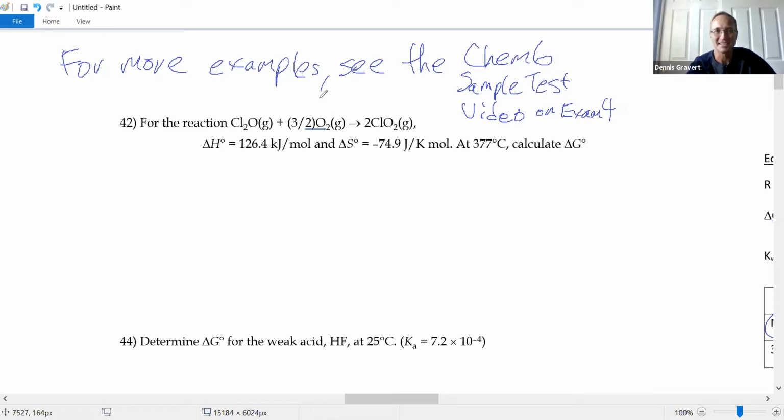All right, so let's do a couple of these energy equations using delta G. Number 42, for the reaction of this thing, we have delta H. That's the heat of reaction. It's also the enthalpy change. Enthalpy has an H in it. And what's the algebraic sign? Is this a positive or a negative number? It's a positive number. So looking at delta H, we can decide if it's exothermic or endothermic.